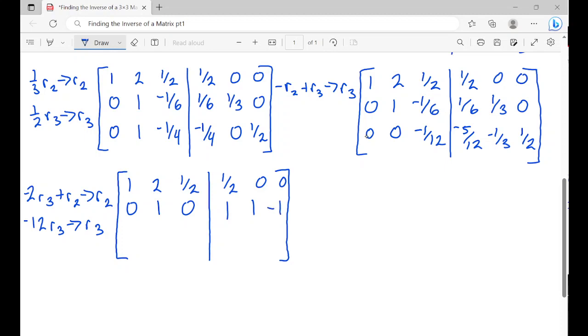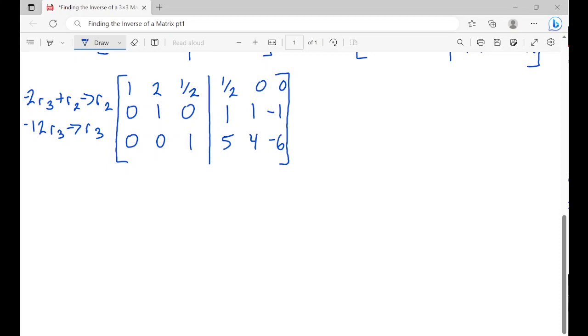And now I'm going to multiply the entire row 3 by negative 12. So negative 12 times 0 is 0. Negative 12 times 0 is 0. Negative 12 times negative 1/12 is 1. Negative 12 times negative 5/12 is a positive 5. Negative 12 times negative 1/3 is a positive 4. And negative 12 times a half is negative 6. So a lot of the fractions are going away, which makes things a lot easier.